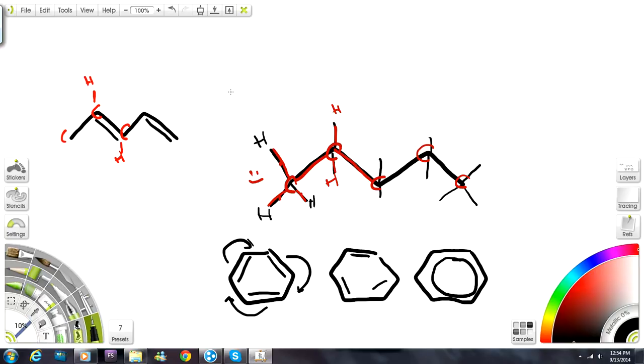Remember, points, ends, and junctions have one carbon.